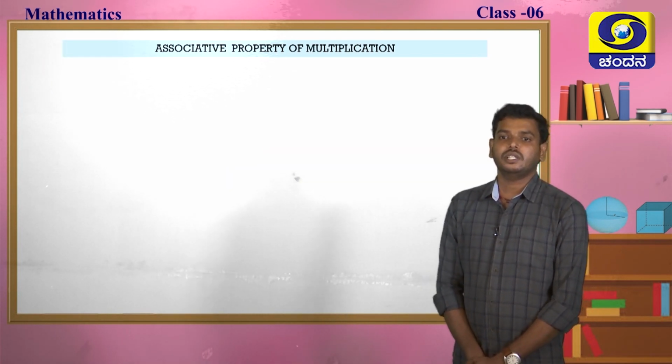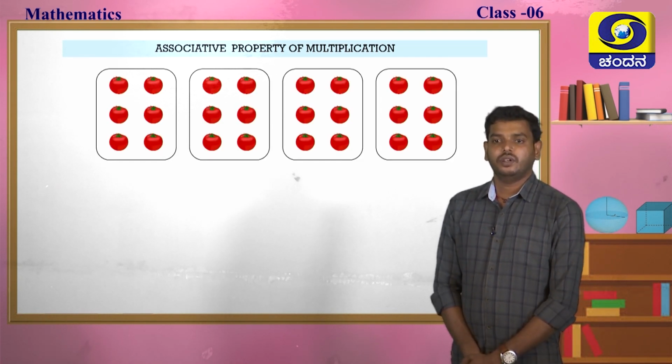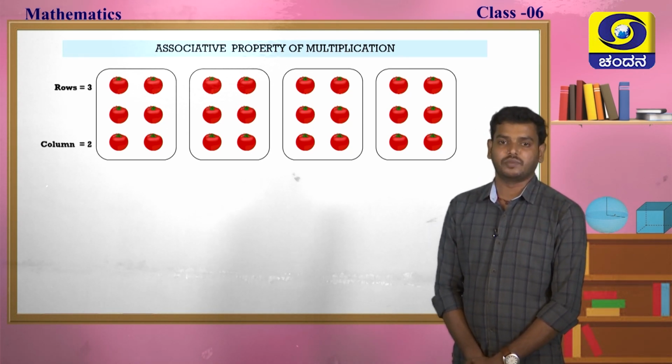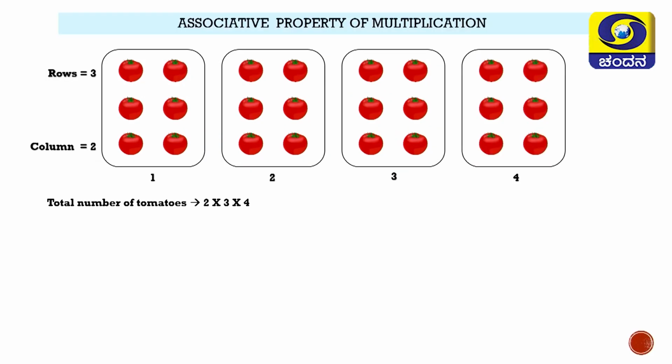We will learn the associative property of multiplication. See children, here we have a set of tomatoes. In each set we have 3 rows and 2 columns, correct? Like that we have 4 sets. The total number of tomatoes we can take in this manner, that is 2 columns into 3 rows into 4 sets, which can also be represented in this manner to find the product, that is 2 into 3 into 4. First two numbers we will group, which gives you 6 into 4, that is nothing but 24.